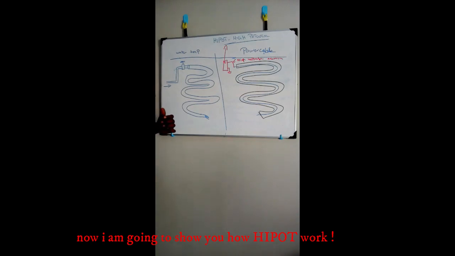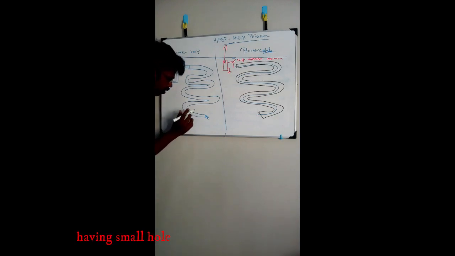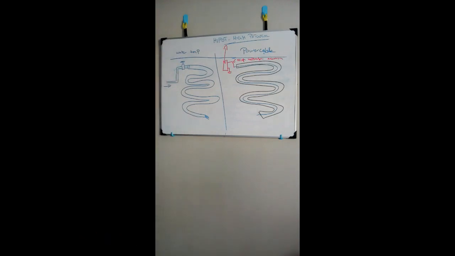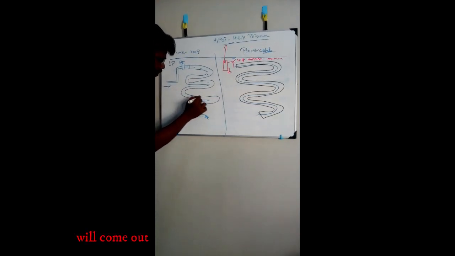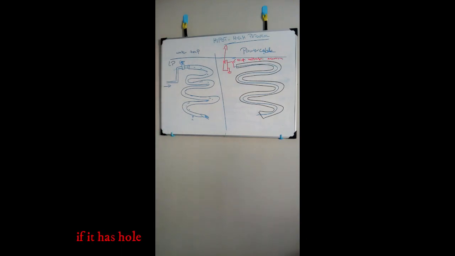Now I am going to show you how HIPOT works. For this I have taken one simple example of a water tap. We consider the water tap connected with a hose pipe. The hose pipe has a small hole. If you open the tap with low pressure, the water will come out. Through this hole we may get drops of leakage.